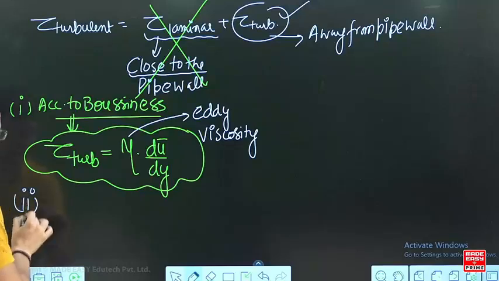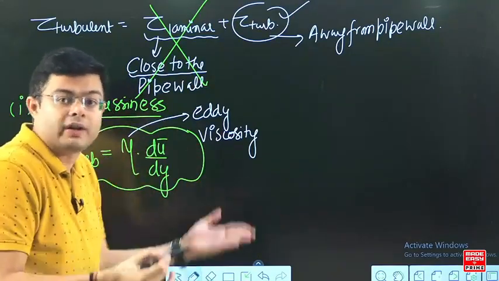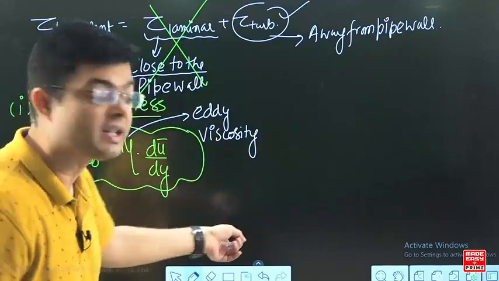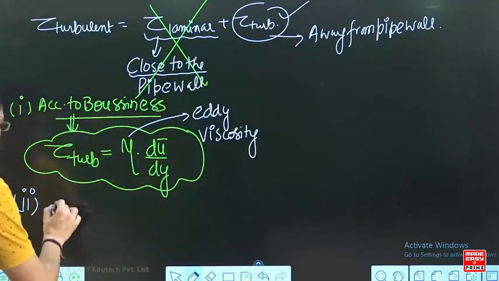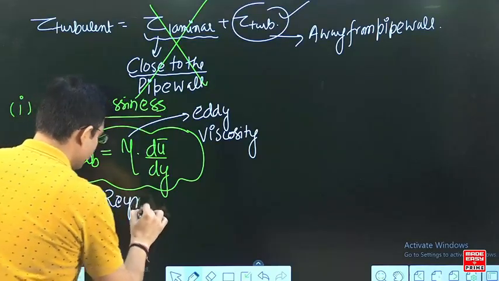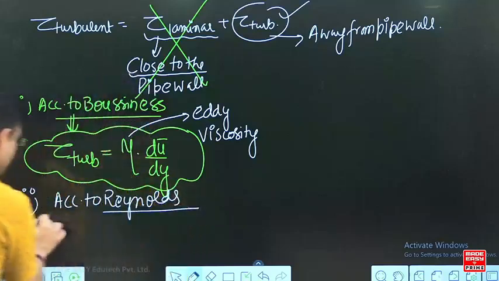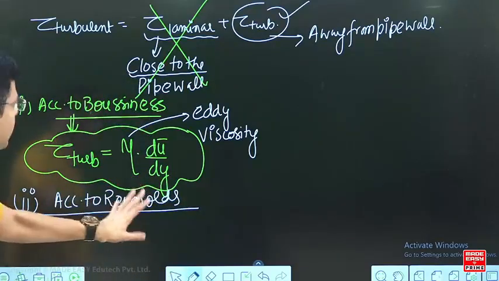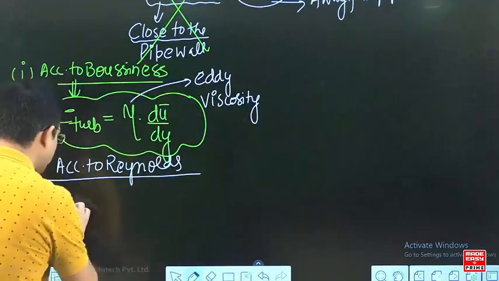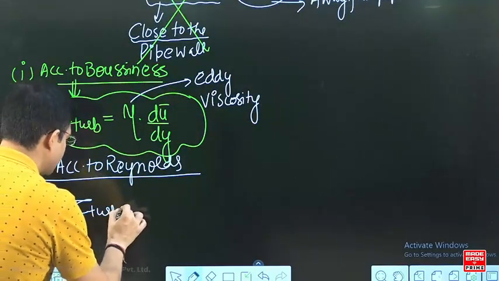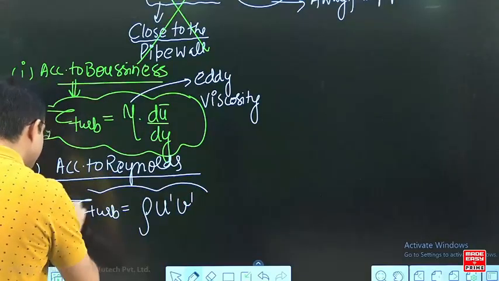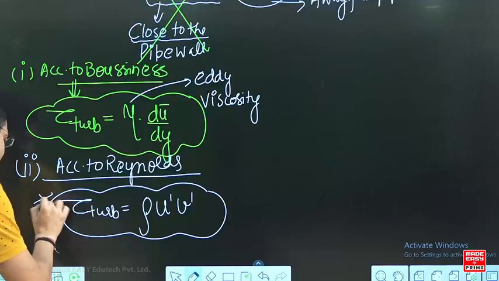Number 2. The second scientist who gave his theory about tau turbulent according to his experiments. All this stuff is experimental, so if you want to know, you have to remember. According to Reynolds, his theory was a bit popular in the field of turbulent flow. He found from his experiments that the value of tau turbulent is given as rho u dash v dash.